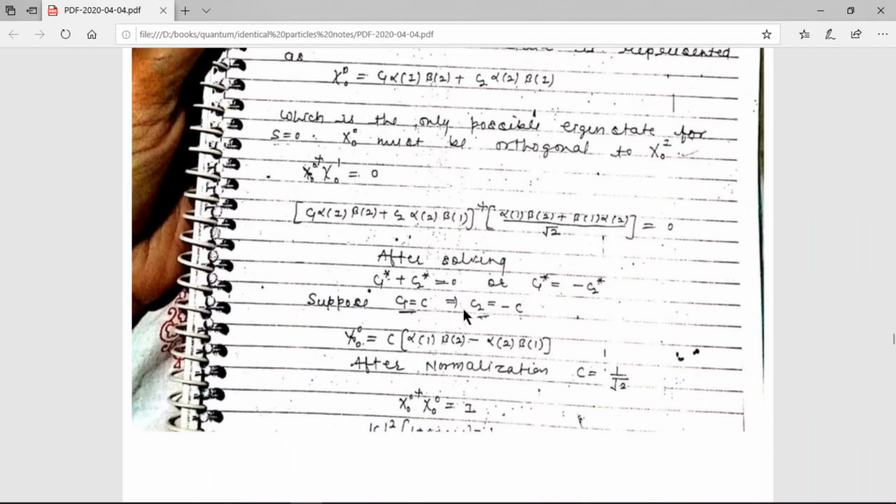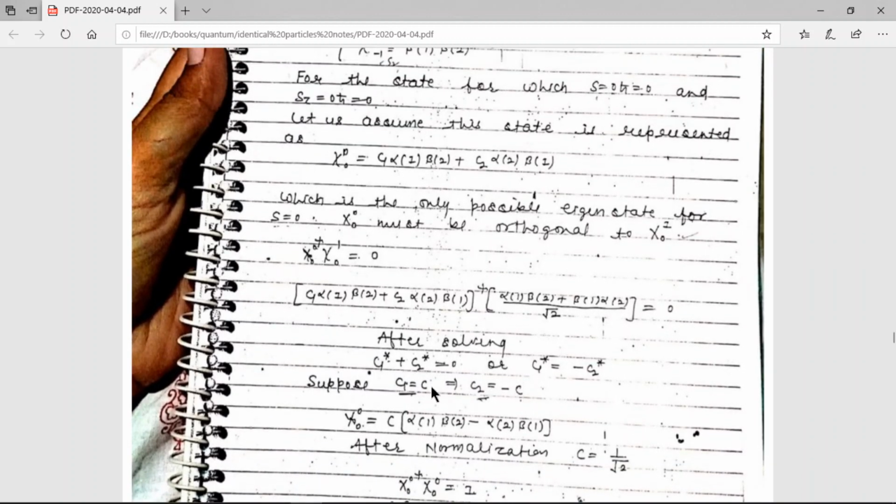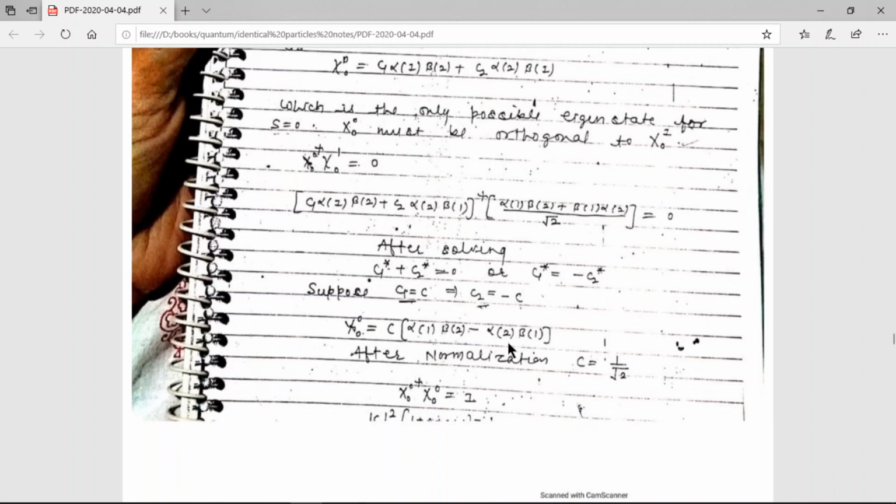Now by putting the value of c1 and c2 in this equation we will find this result. Now we will normalize the wave function. It means normalizing psi star psi equals 1, we find the normalization constant 1 by root 2. Now putting the value of c, we will find an orthonormal state. This is the finalized orthonormal state of the two-electron system. Thank you.